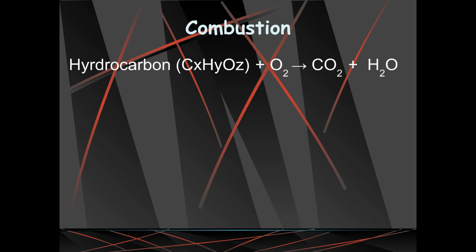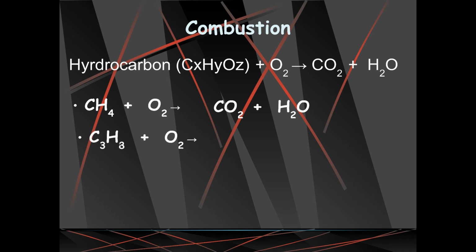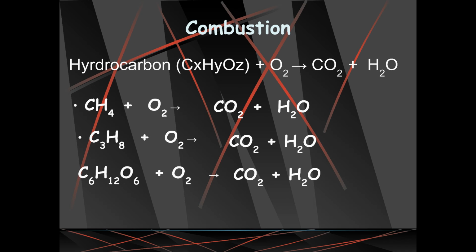Here are some examples. There's the generic. CH4 is a hydrocarbon. Notice that it's not ionic. It's not a metal with a nonmetal. It's all nonmetals. So you add oxygen to methane, it produces CO2 and H2O every time. Propane, C3H8, add oxygen, produce CO2 and H2O. Glucose happens to have an oxygen in it. It's still a hydrocarbon. Add oxygen, produce CO2 and H2O. All these will need to be balanced, but this is the generic equation. It's always oxygen producing CO2 and H2O every single time. You just have to identify the hydrocarbon.